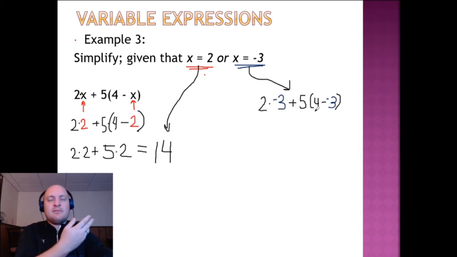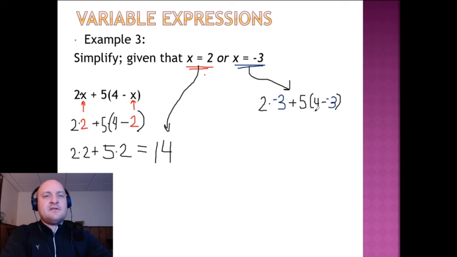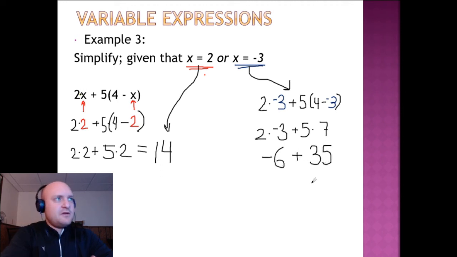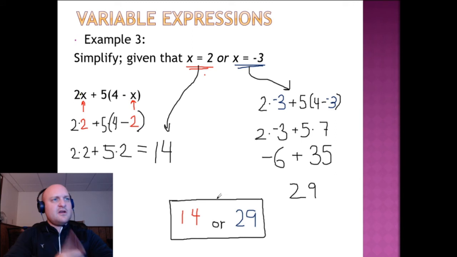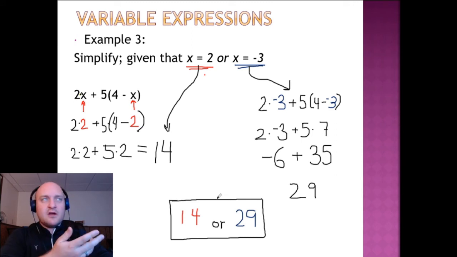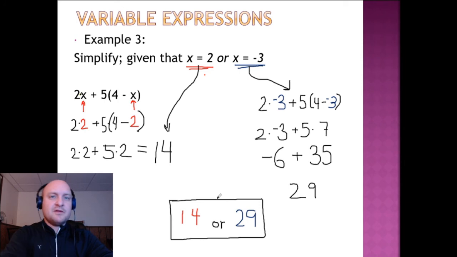But since x can be different numbers, here I have to test it for if x is -3. So I have 4 take away a -3, which is going to be a value of 7. And then I can multiply 2 with -3 to make -6, and 5 times 7 to make 35, for a final answer of 29. So because this example basically had 2 questions, one for x is equal to 2 and another for x is equal to -3, I have 2 answers, one where the result is 14 and one where the result is 29. Now that's variables in action, since one variable, x, was possibly multiple different numbers.